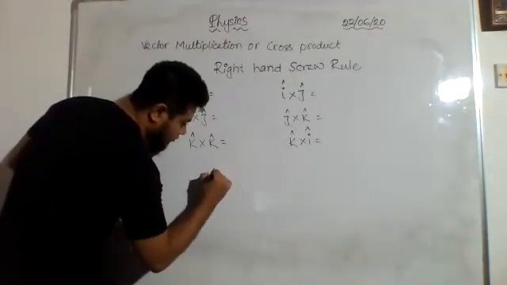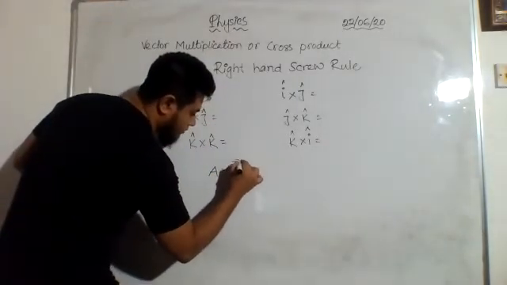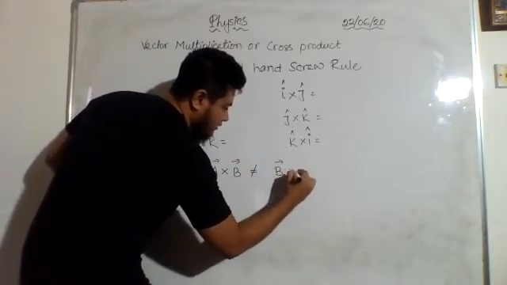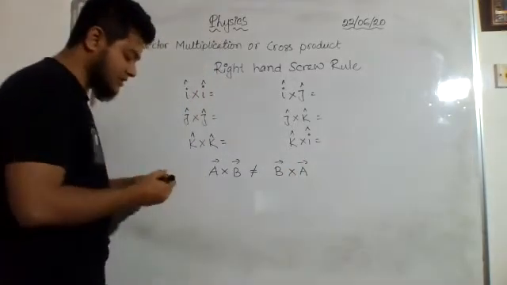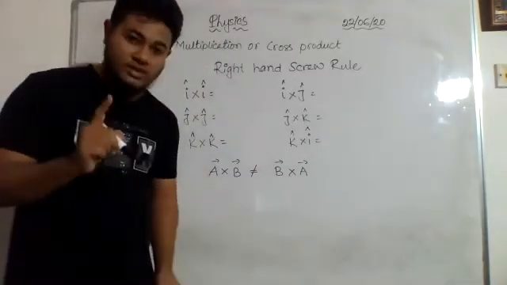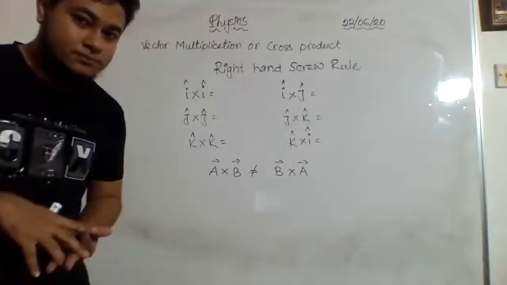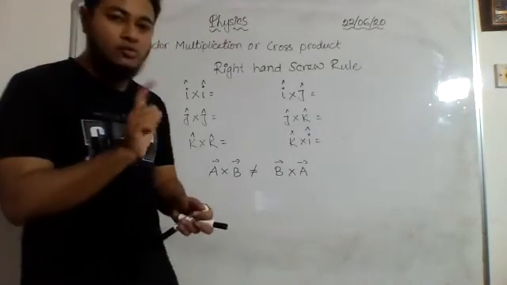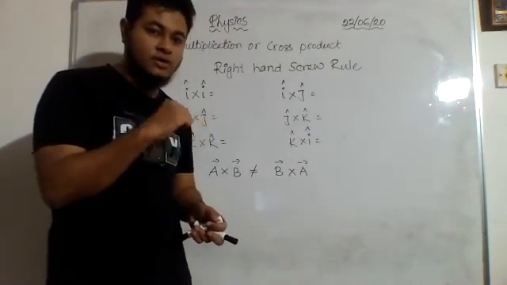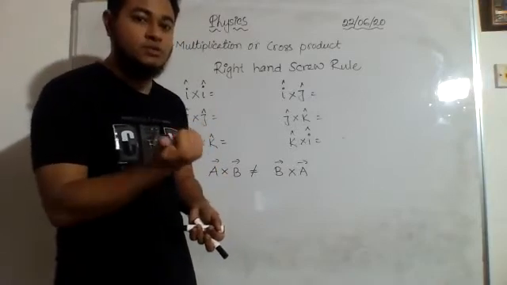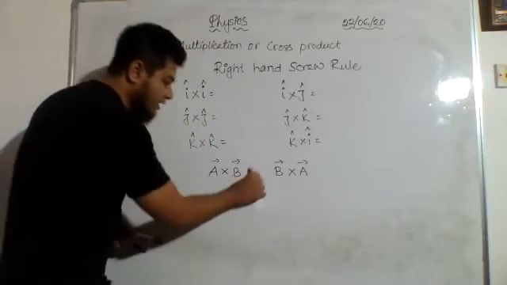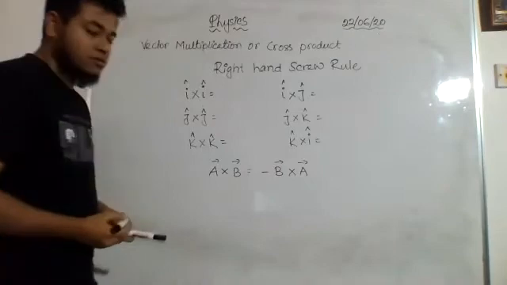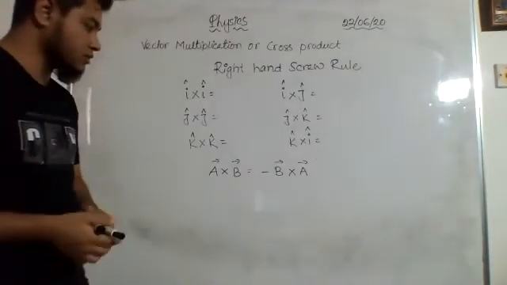I already told you that A cross B is not equal to B cross A. Why is that? The magnitudes are going to be the same, but the direction is going to be opposite. If I rotate from A to B, the direction will be something, and if I rotate from B to A, the direction will just be the opposite. So can I write it is equal to minus B cross A? I can write it. Correct or not?